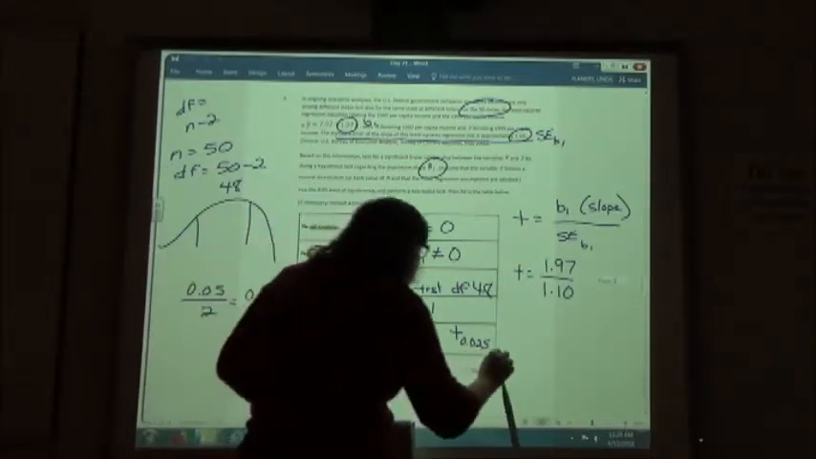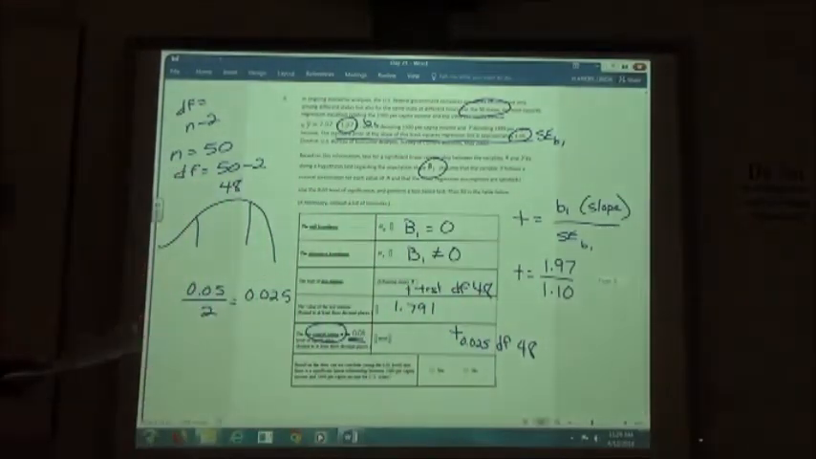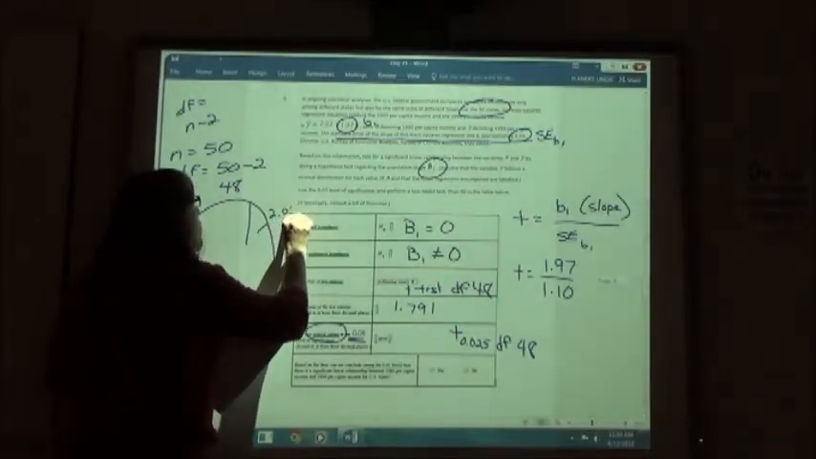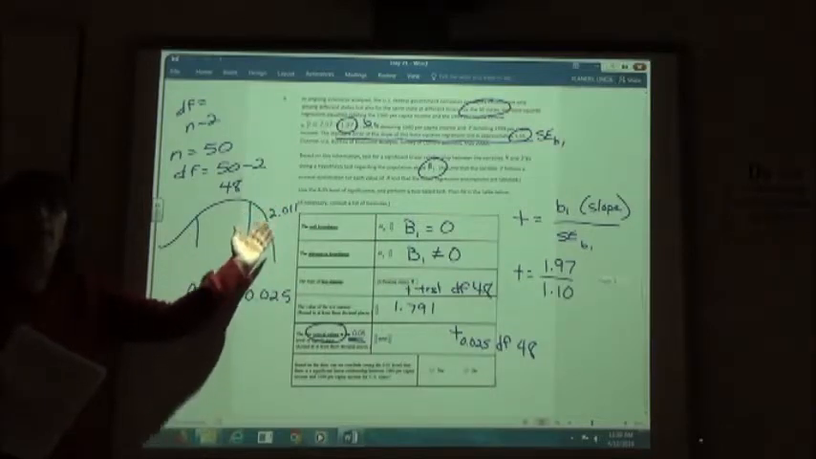Again, we need the degree of freedom. The degree of freedom is going to be 48. So on the calculator, you're going to go ahead and do T sub 0.025 with a degree of freedom of 48. When you put that into the calculator, you get a value of 2.011. It's a positive number, so we know that's the number on the right.